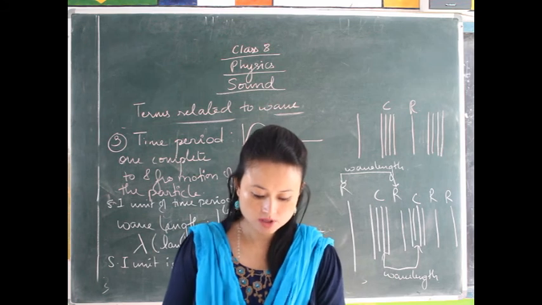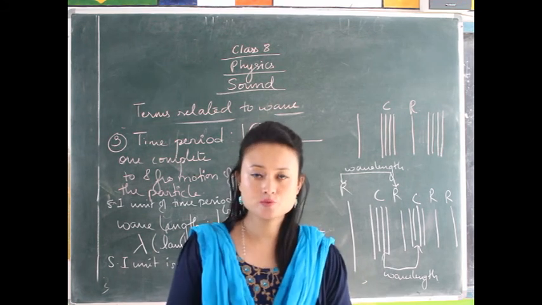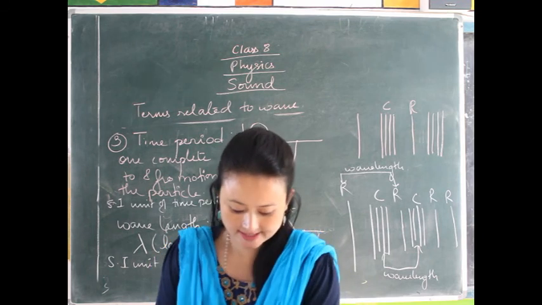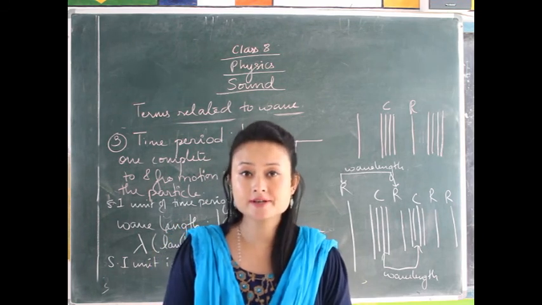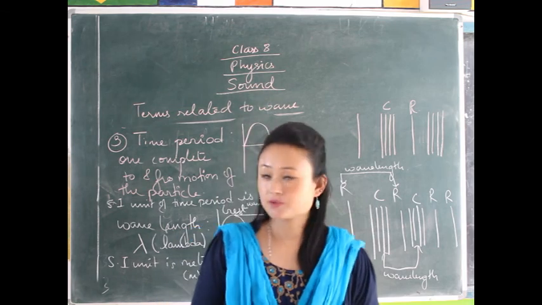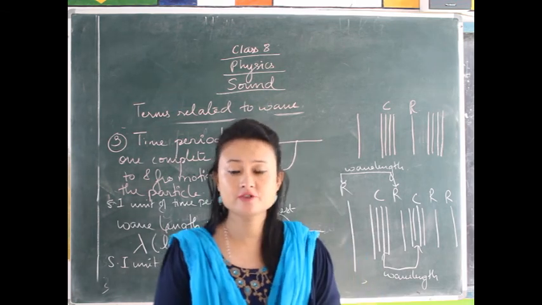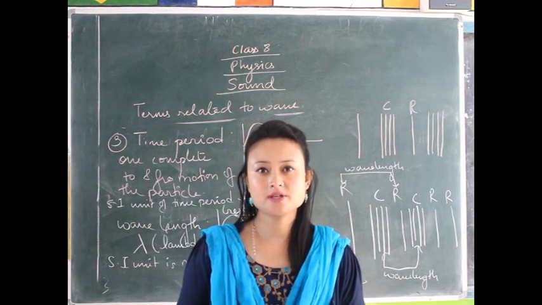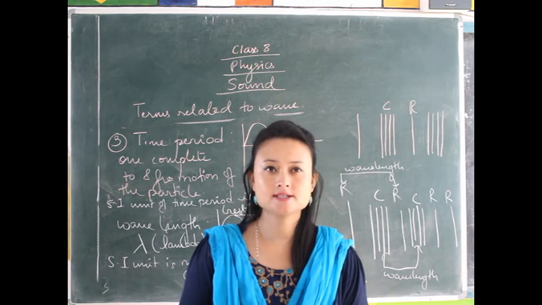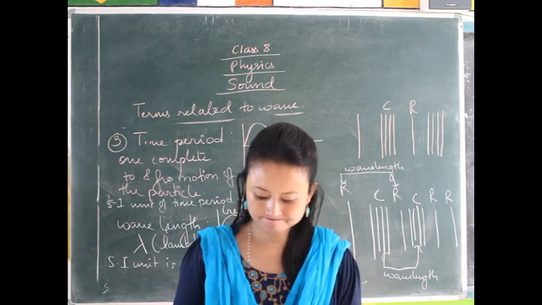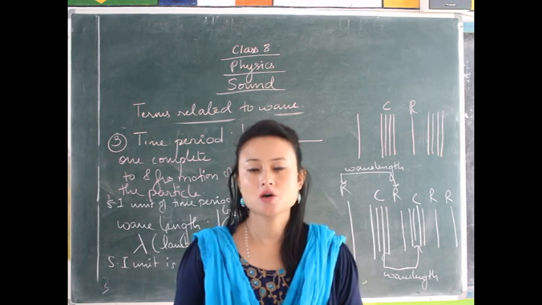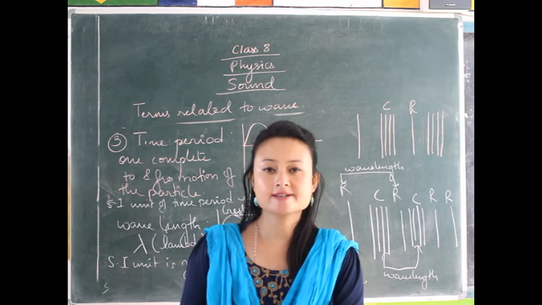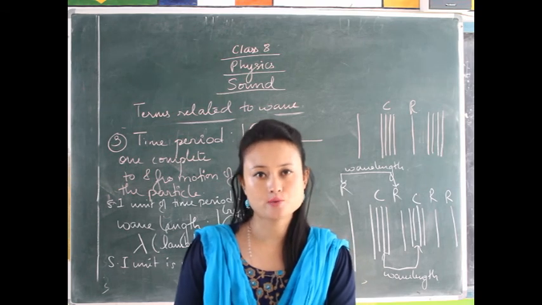So these are the four important terms related to the wave, which you need to know. And in the next class we'll talk about the characteristics of sound. I hope this much is clear, the terms related to wave: frequency, time period, wavelength, and what was that? Amplitude. So the four important terms we've learned today. Please revise it. If there's any difficulty, please do ask questions. Thank you.